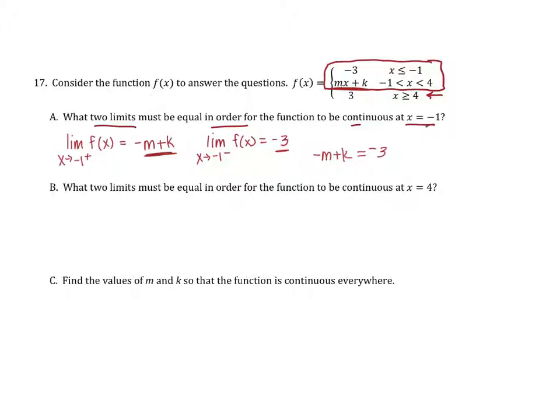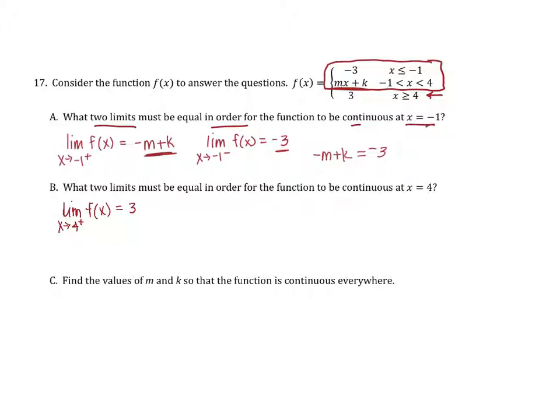Okay, so now let's look at the next one. What two limits must be equal in order for the function to be continuous at 4? We're going to go through the same process. We have to look at the limit as x approaches 4 from the right side of f of x. And if we're looking at 4 from the right, then we're at the bottom part, which says that's going to be 3. Because again, we need all those values of x bigger than 4.